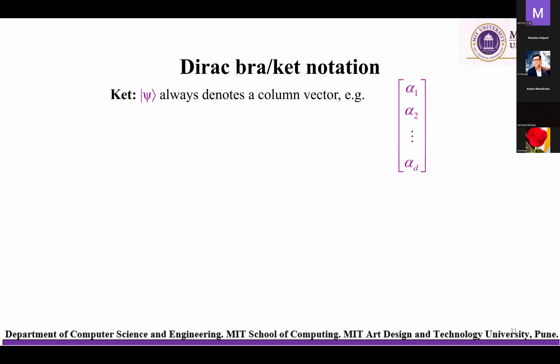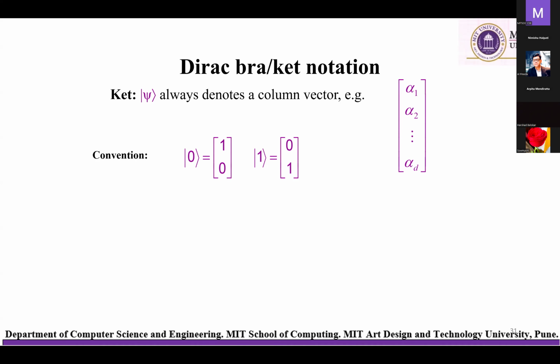Dirac notation is a standard method used to represent quantum states and operations in quantum mechanics. It's widely used in quantum computing to describe states and the operations on qubits. This is a breakdown. The ket notation, ket psi, always denotes a column vector. For example, the state 0 is represented as the column vector (1, 0).